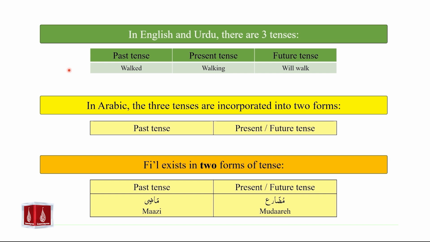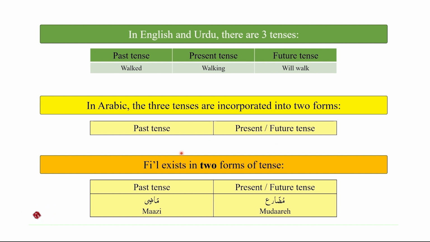We next studied tenses in Urdu and English, and we know that there are three types of tense. We have the past tense, present tense, and future tense. In Arabic, we also have three tenses, but the three tenses are incorporated into two forms. The past tense will have its own category, and the present and future tense will have its own category.